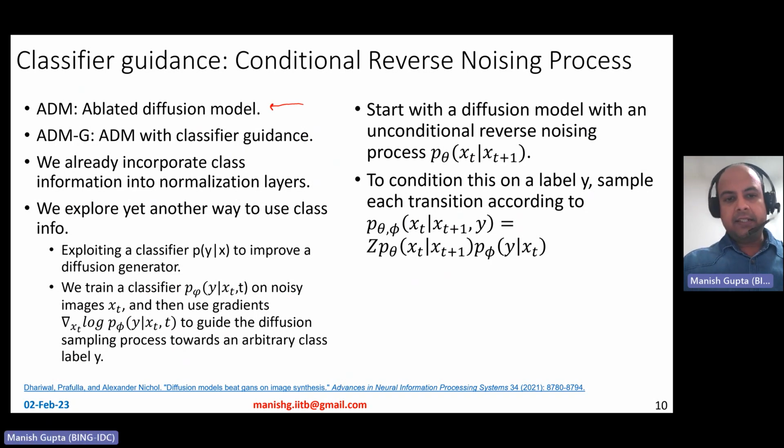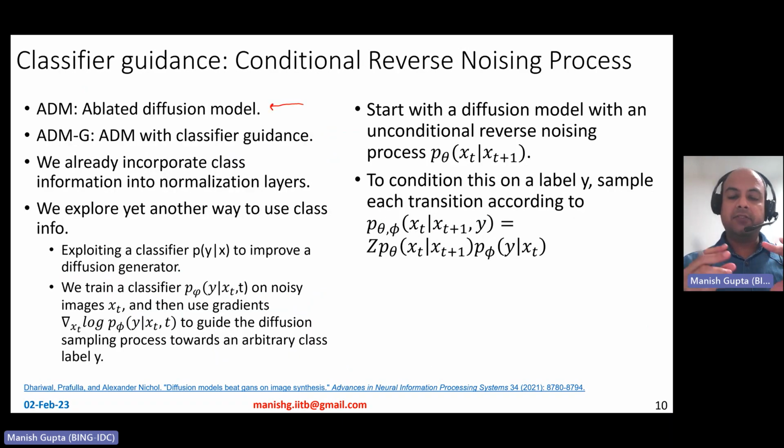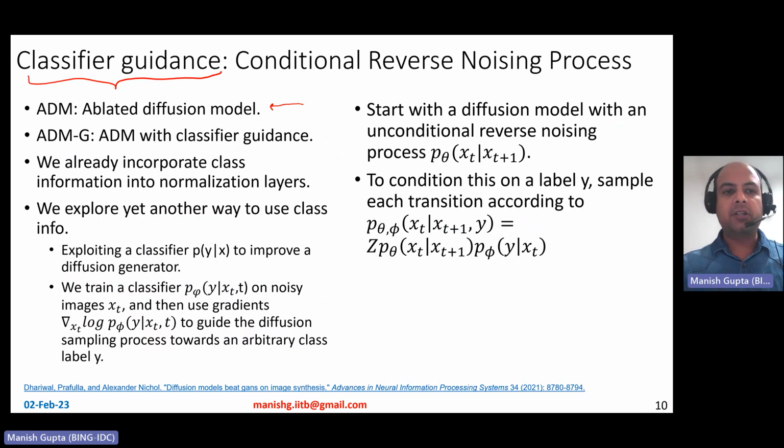Now, besides giving the class information in the ADA-GN layer, they also give class information in a spatial way, and that is what is called classifier guidance. The model I talked about on this slide, slide number 9, is only ADM, which stands for ablated diffusion model. But if you also have classifier guidance, it's called ADMG. Classifier guidance is what we'll talk about next. It's a very simple concept actually.